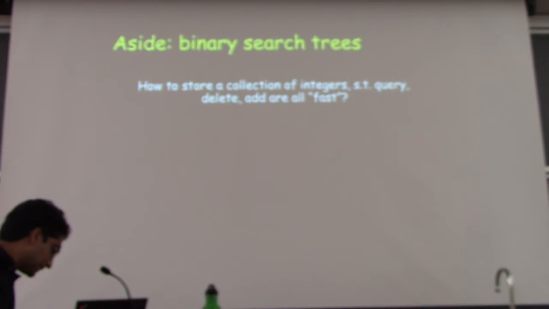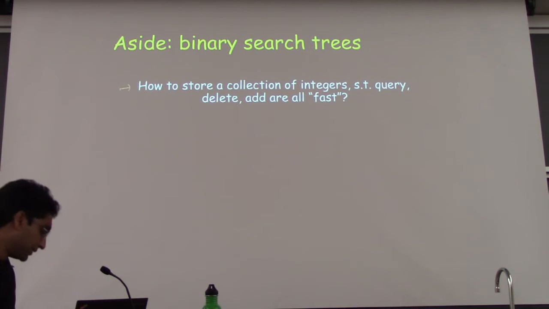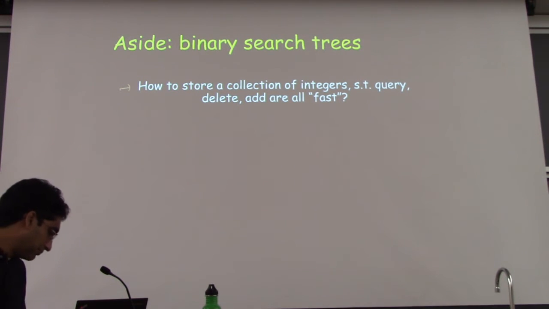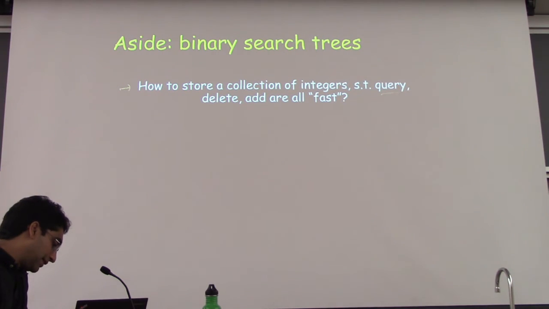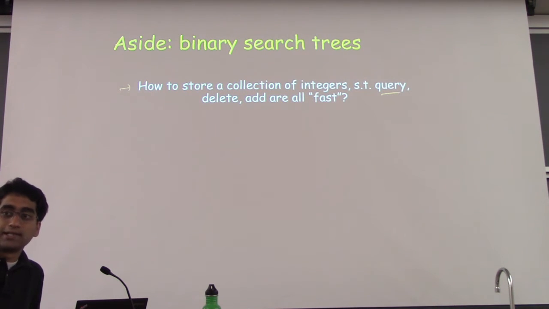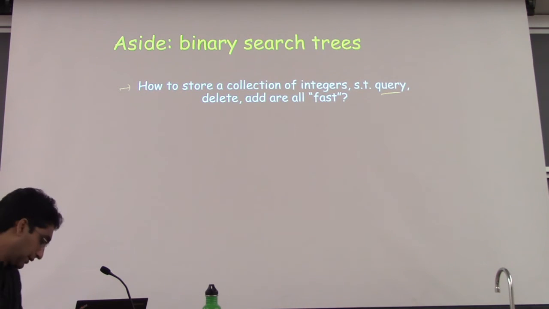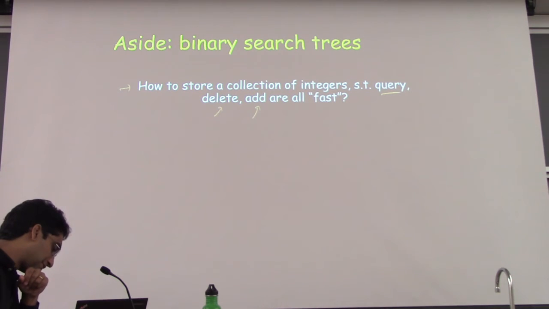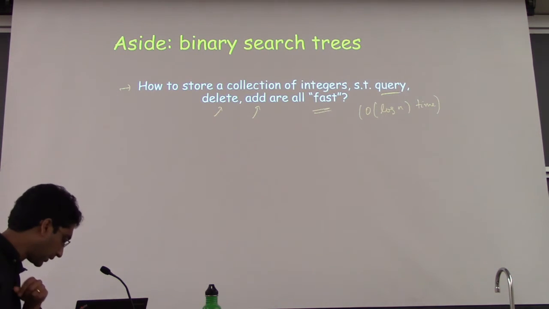So suppose you have a collection of integers, and you want to store them in some structure. What you want to quickly do is a query, which is, given some integer, find out if it exists in this data structure or not. And sometimes you may want to add or delete an element. All these things should be done fast, in this case something like O of log n time.